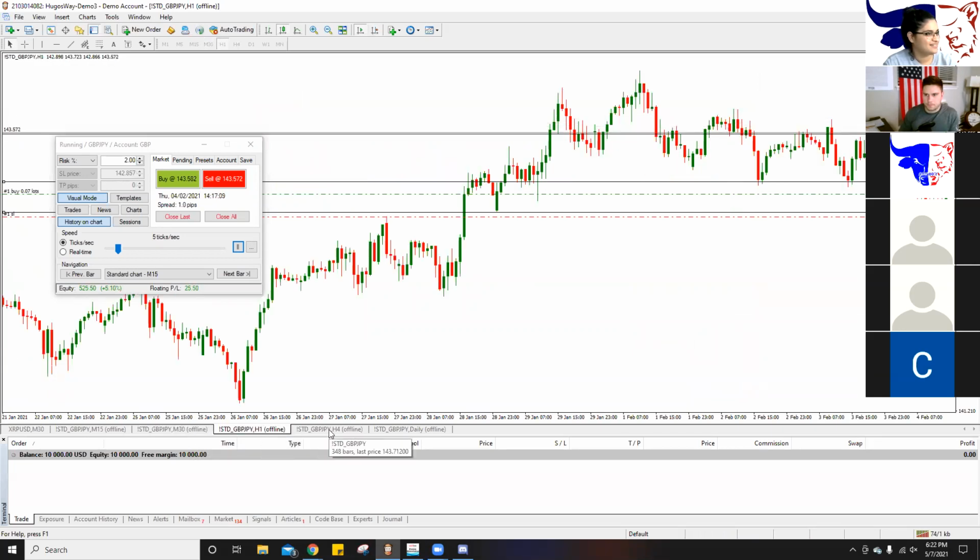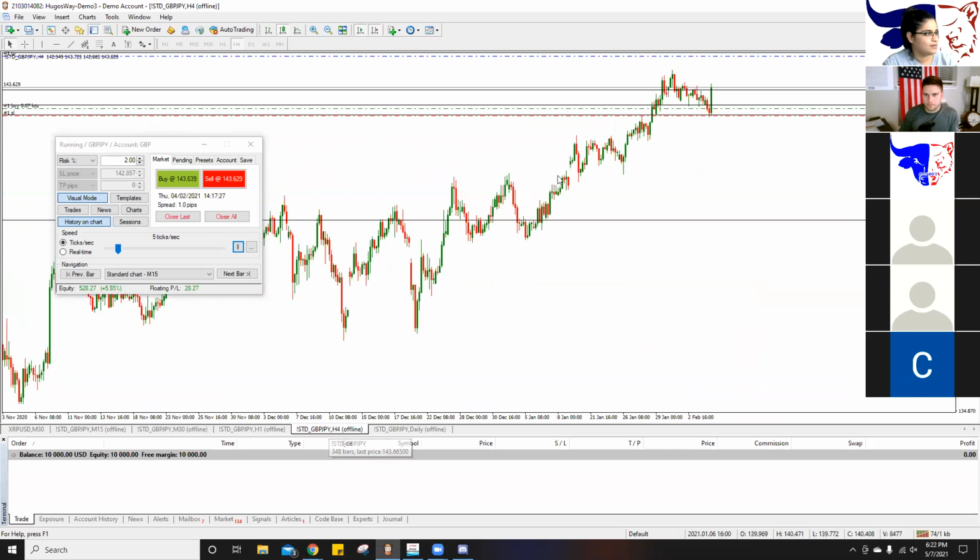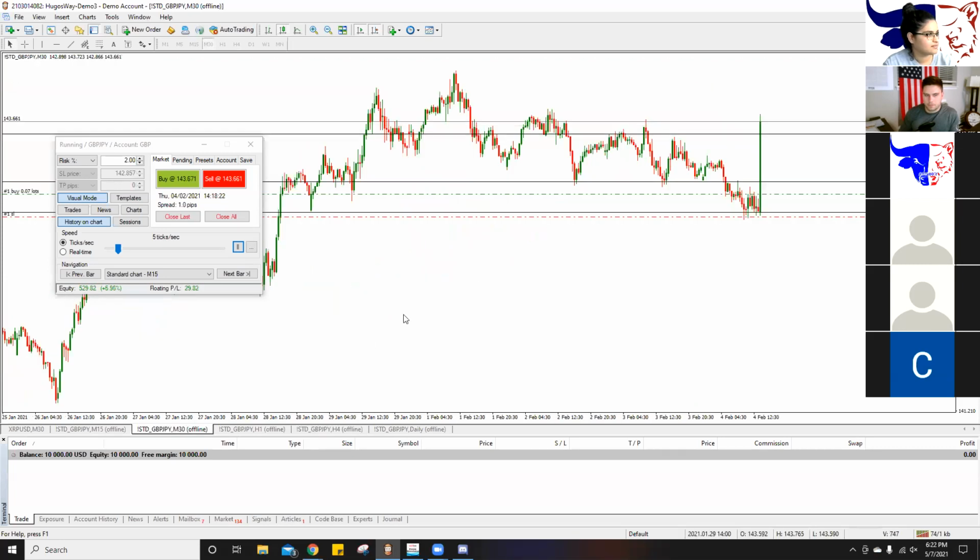So what do you have for taking partials at this point? I would take partials once we tap into this area right here. Okay, because sometimes I feel like I may take partials a little too soon.